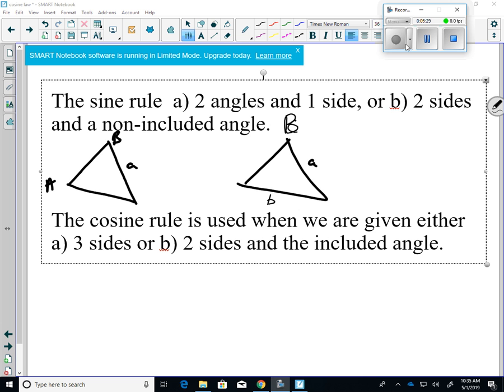So 3 sides. Okay, wait, do we have to do more triangles after? Yeah, there's 2. Easy. Such a grumpy Gus. Yes, I am.